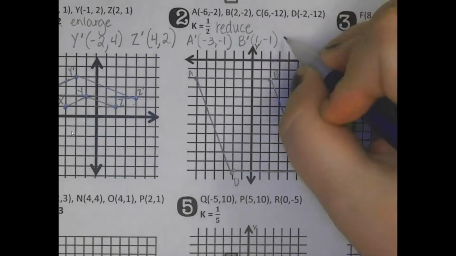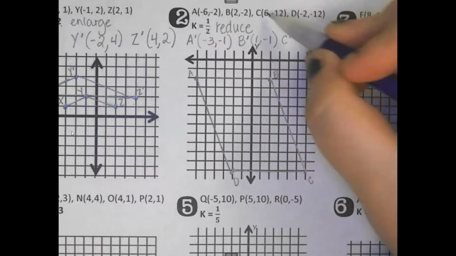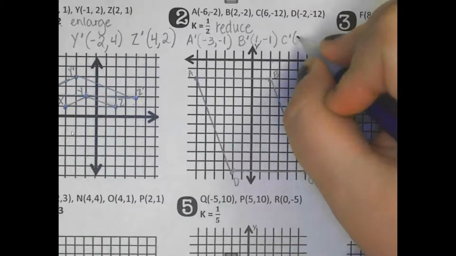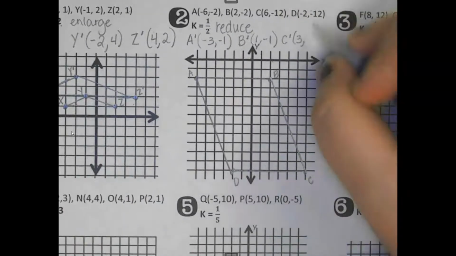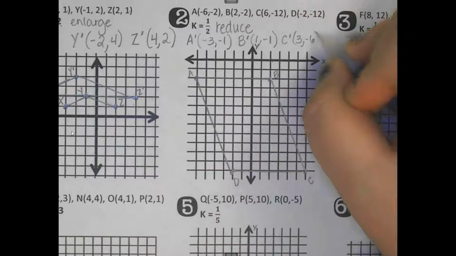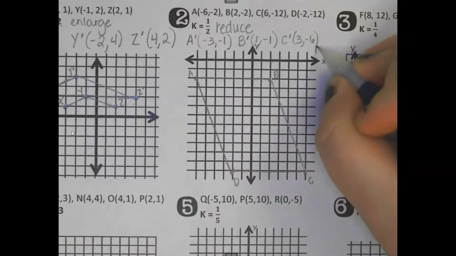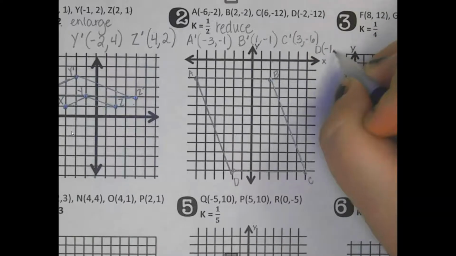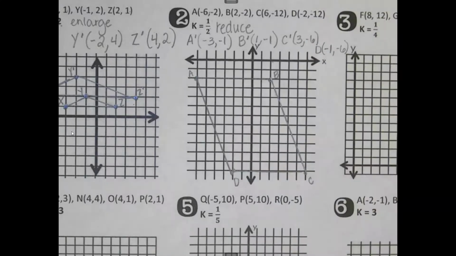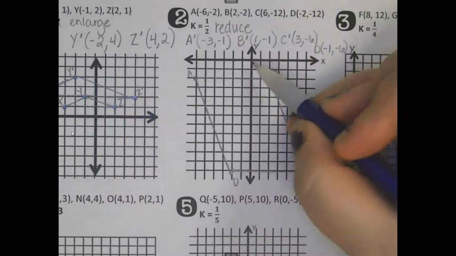C prime. Half of 6 is 3. Half of negative 12 is negative 6. Half of negative 2 is negative 1. Half of negative 12 is negative 6. So now I'm going to plot those points.